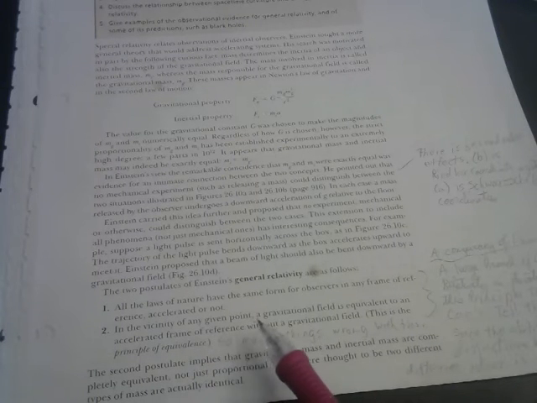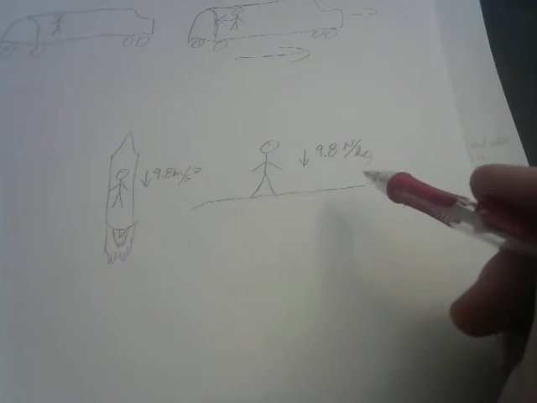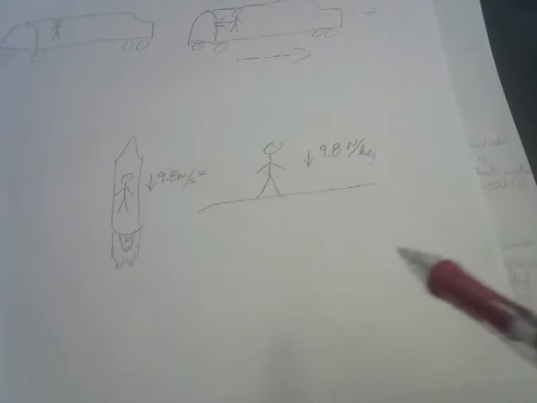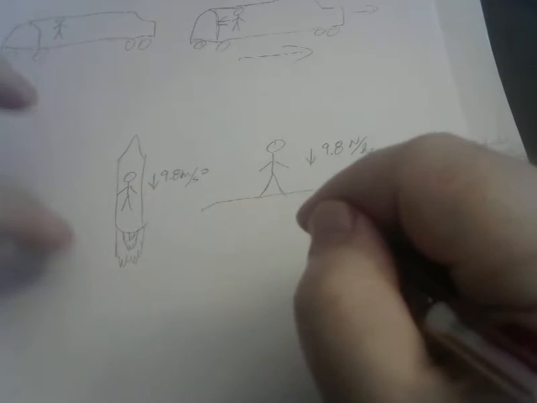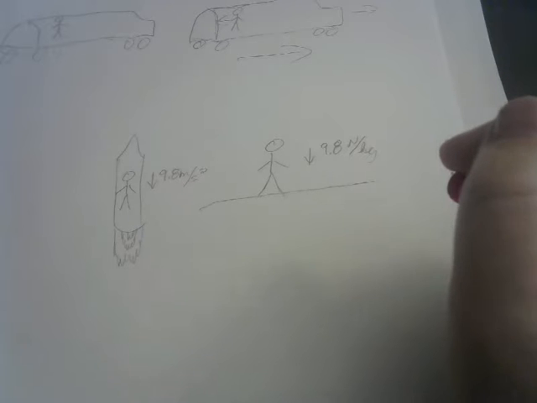Okay, part 2. In the vicinity of any given point, and I think this part is important, you can make this true by making the point small enough, but in the vicinity of any given point, a gravitational field is equivalent to an accelerated frame of reference without a gravitational field. And here's how you can picture this. You have a man standing on the ground, and the gravitational field is 9.8 newtons per kilogram. Or you have a person in a rocket that is accelerating at 9.8 meters per second squared, and he's going to feel what feels like a force downward on himself of 9.8 meters per second squared.